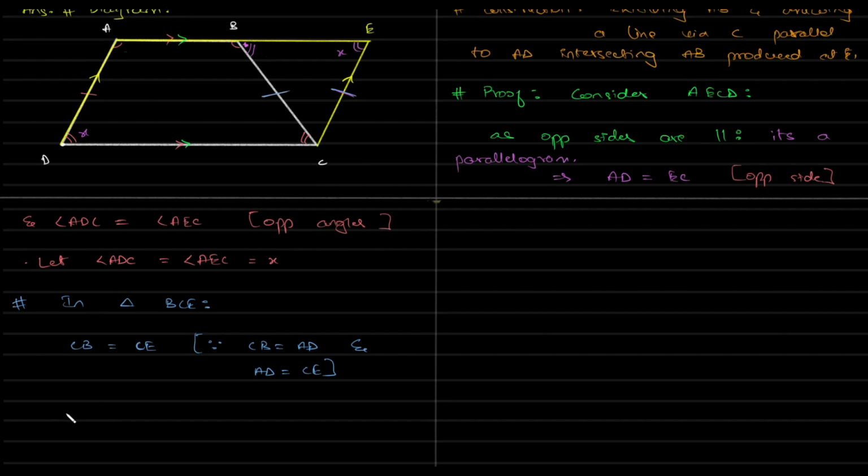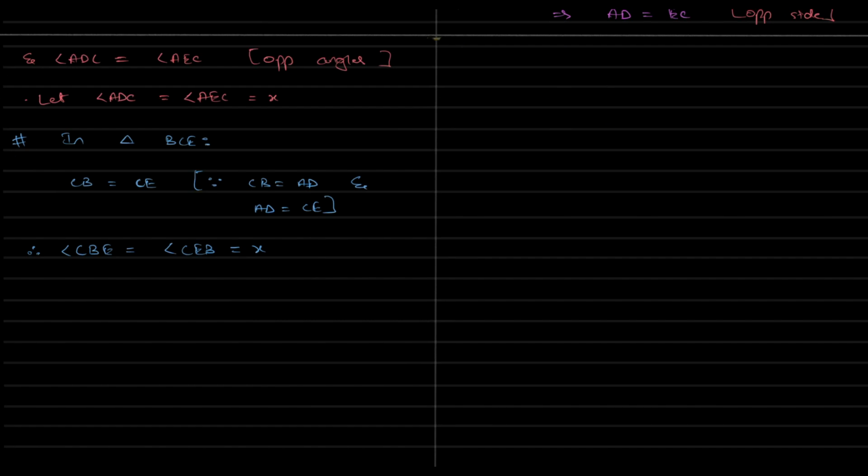So then we can tell that, therefore, angle CBE is equal to angle CEB, which is equal to x. So this I'm calling it as x. So why? How is that? Because they are opposite angles to equal sides in a triangle. This is the reason.